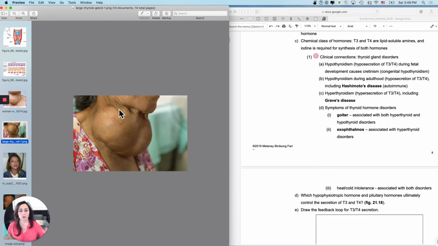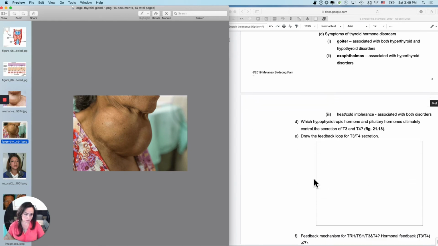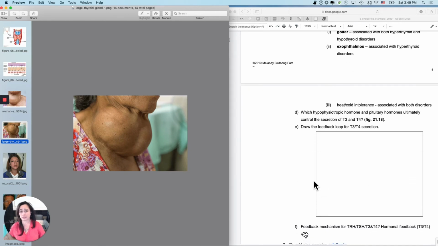And the people, for instance, living at the top of a mountain range, I'm going to say Andes, but I'm terrible at geography, so I just made that up. They might have such low iodine in their water sources that they start developing goiters because of the lack of iodine. So these are hypothyroid goiters, and those are treatable with adding iodine back. Okay, and then heat and cold intolerance can be associated with each of those thyroid disorders.